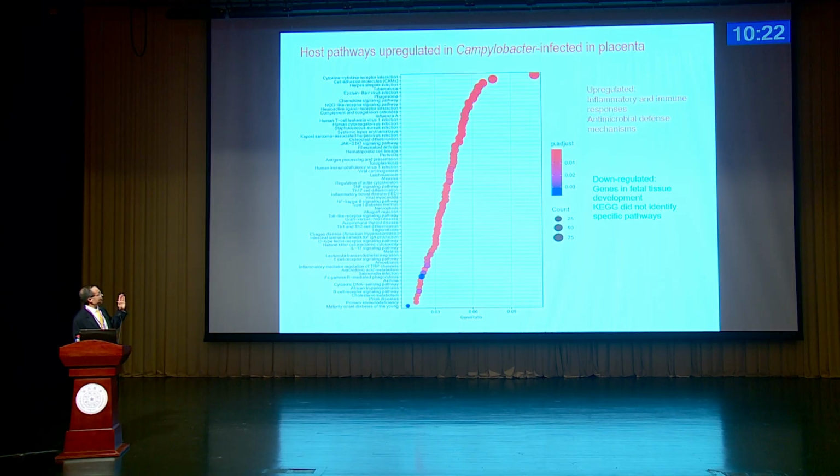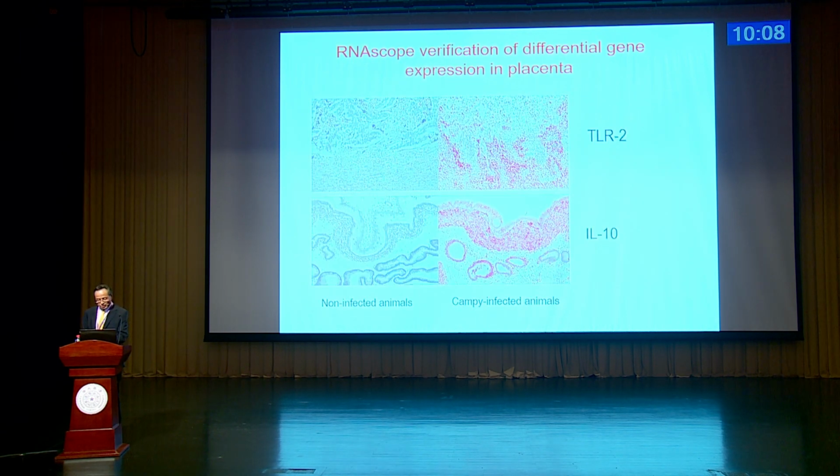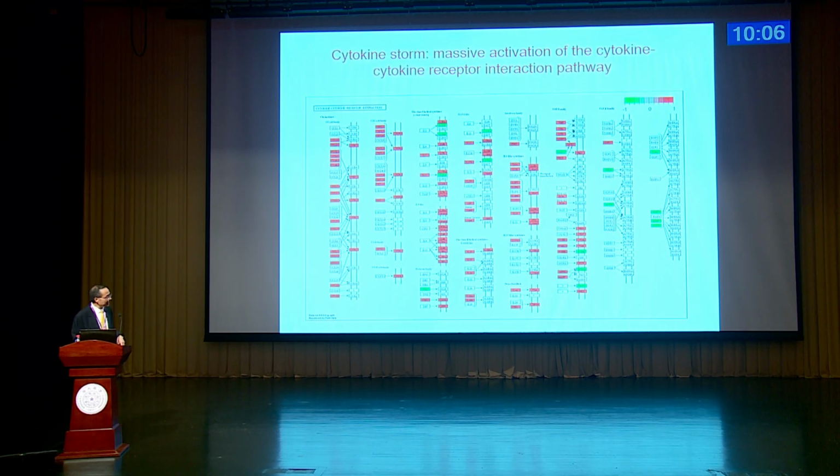Maybe the reason for clinical abortion is related to upregulation, especially the massive stimulation of the pro-inflammatory response, and also downregulation of fetal development. This chart shows how big the change is in one pathway, the cytokine receptor interaction pathway. All these red boxes are upregulated genes, so it's a massive stimulation of this pathway.